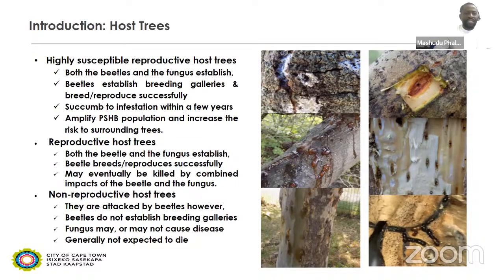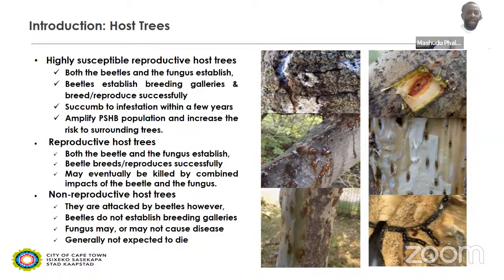So what they've got as category number 1 is the highly susceptible reproductive host tree. In this category of trees, the beetle and the fungi will establish, and the beetle will be able to breed or create galleries in order for its population to multiply. The fungi will then spread into the internal system of the tree, and eventually the tree will succumb within a few years. In most cases, we have seen species that, once identified to have PSHB, die within a space of 6 months to a year.